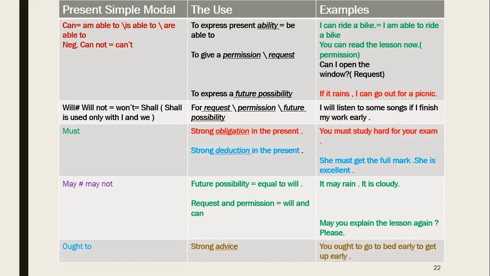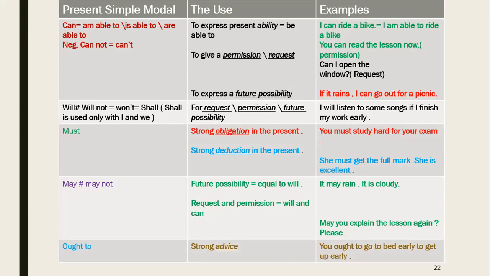And then we have may, and the negative is may not, with no short form here. May is also used in the same way as will and can, but may is, we can say, more formal, more polite for requests and permissions. And what is more and more polite than may is might, the best form of it.